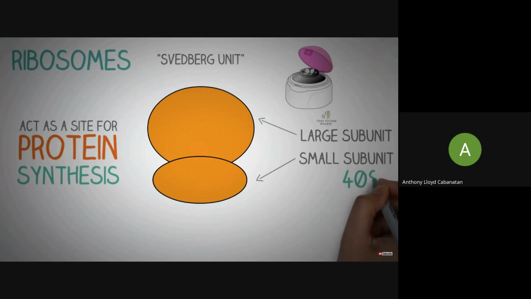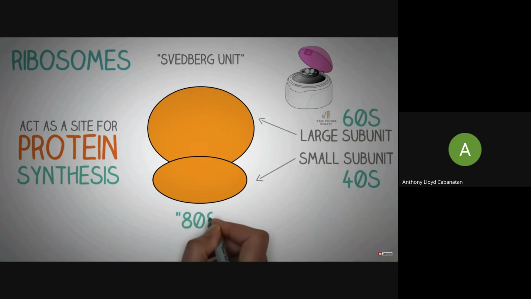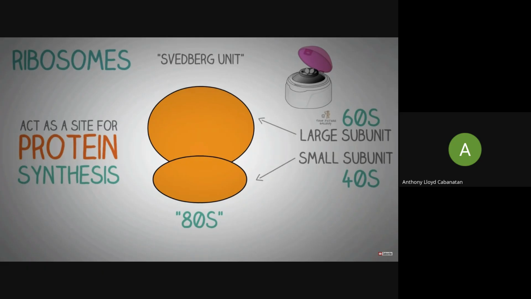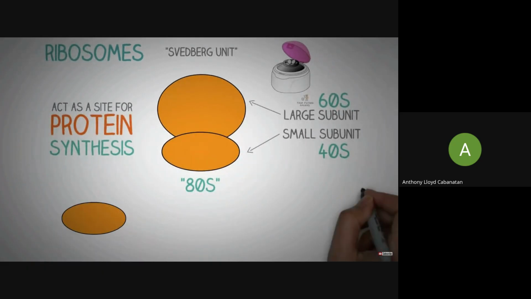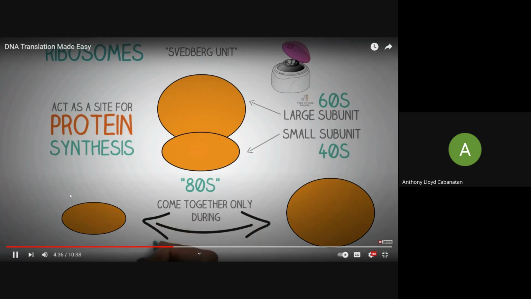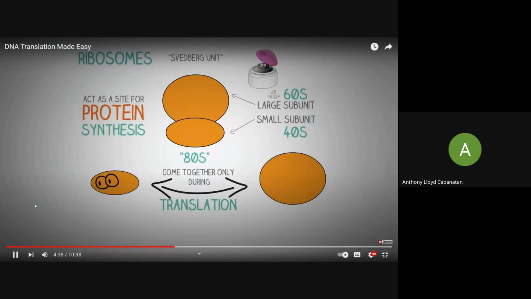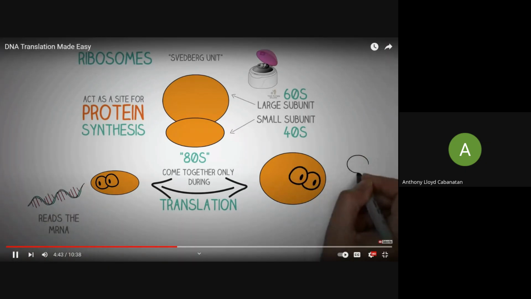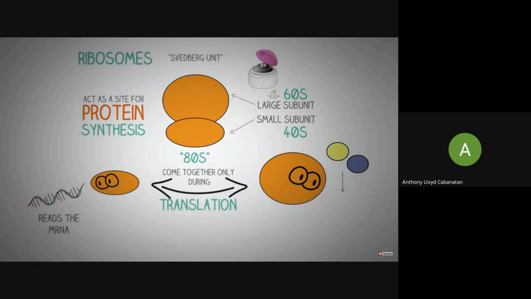In eukaryotic ribosomes, the smaller subunit is 40S and the larger subunit is 60S. When they join, they are denoted as 80S. These subunits lie separately in the cytoplasm until they need to come together for translation. These subunits have different jobs as well. The small subunit reads the mRNA, whereas the large subunit joins the amino acids to form a polypeptide chain.